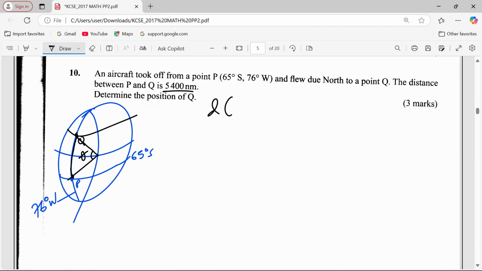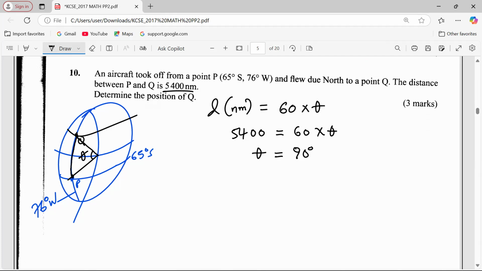So distance, when in nautical miles, is usually given by 60 multiplied by beta. Therefore, the distance of 5400 equals 60 multiplied by unknown beta. Then beta equals 5400 over 60, giving us exactly 90 degrees. So we have beta, it's 90 degrees. From P to Q, there's an angle difference of 90 degrees.